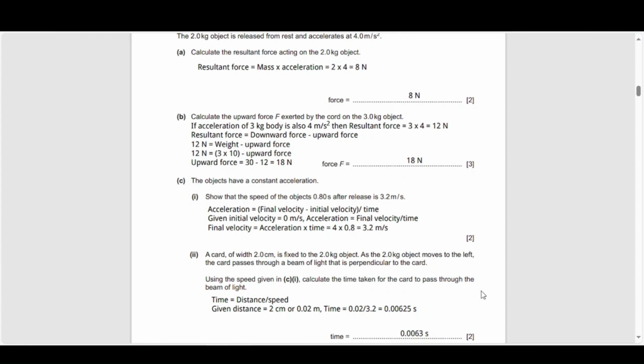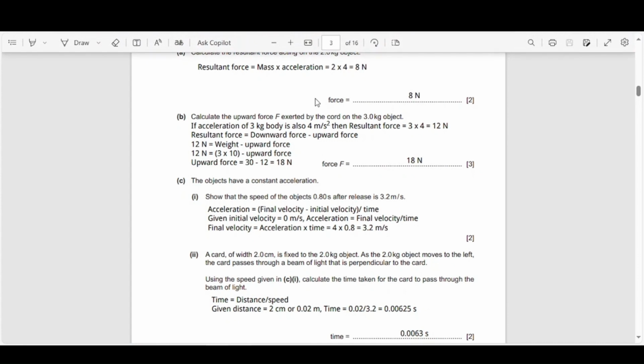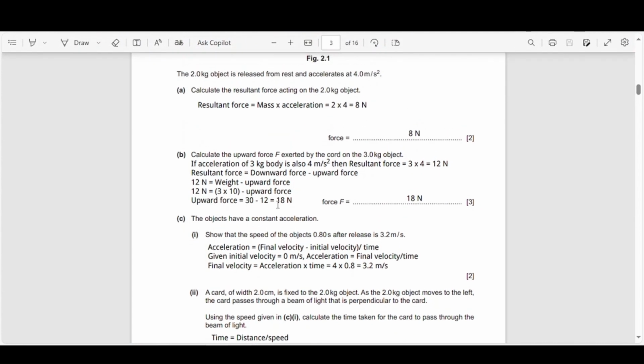So the first bit, C part 1, shows that the speed of the object 0.8 seconds after release is 3.2 meters per second. This is really straightforward, because they just want you to show that after 0.8 seconds the speed is 3.2 meters per second. You've got a time, you've got a speed, and they've told you that the objects have a constant acceleration, given as 4 meters per second squared.